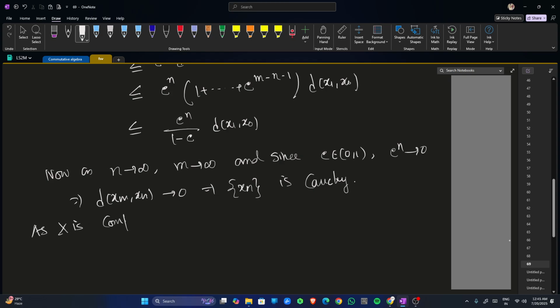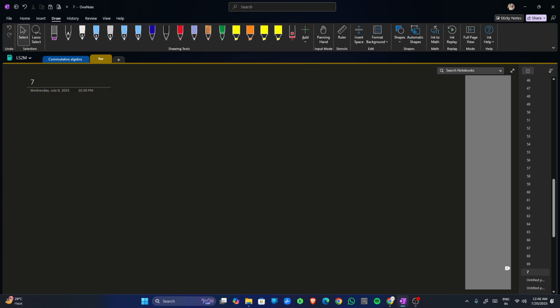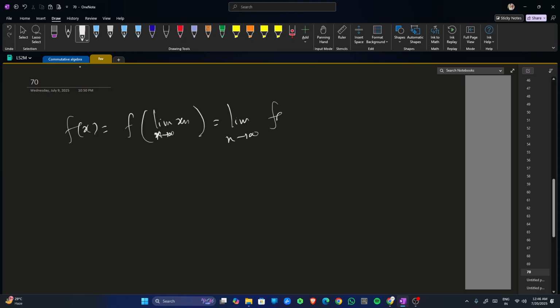As X is complete, x_n converges to x for some x in X. Claim: f(x) equals x. f of x equals f of the limit of x_n as n tends to infinity, which is the limit of f(x_n), which is the limit of x_{n+1}, which is x.